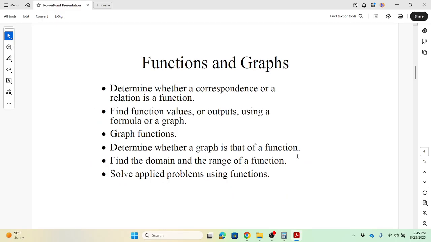These are the topics we're going to discuss. We need to find out whether the given relation is a function or not. We are going to talk about how to find the values of the function using the formula or the graph. Ultimately, our goal is to graph the function if it's possible, which we are going to start in this section. And if you are given a graph, there is a way to find out whether it is the graph of a function or not. We're going to discuss that. Eventually, our job is to find the domain and range of the function, and then eventually, solve application problems.